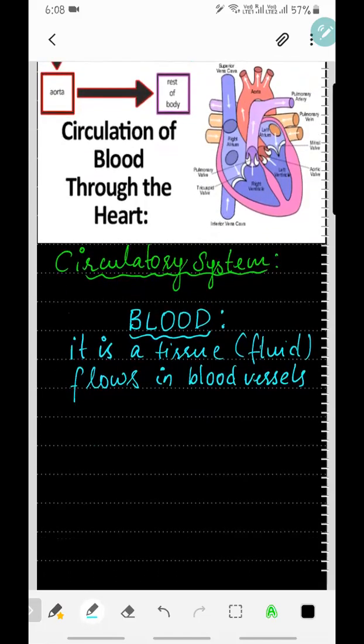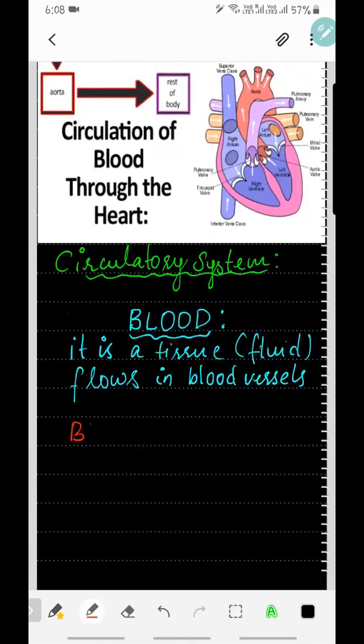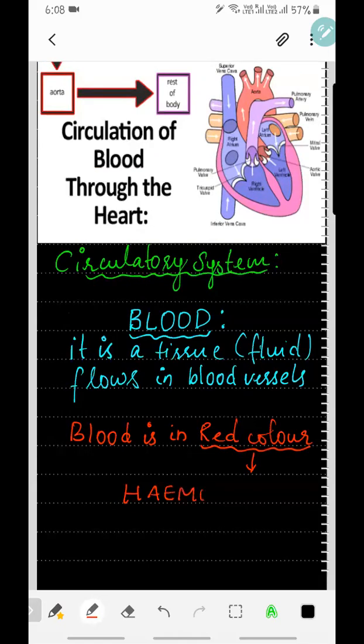It flows in the blood vessels. If you see, the blood is in red color. Why is it red color? Because this red color is due to hemoglobin.